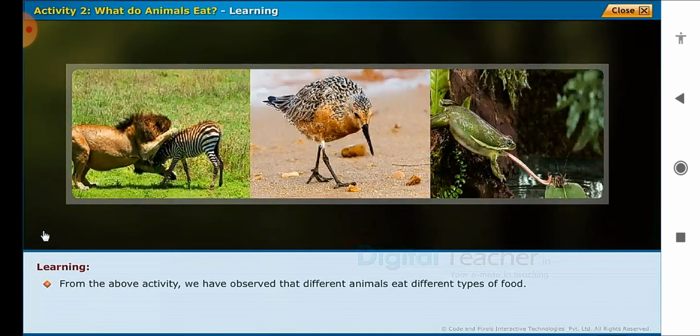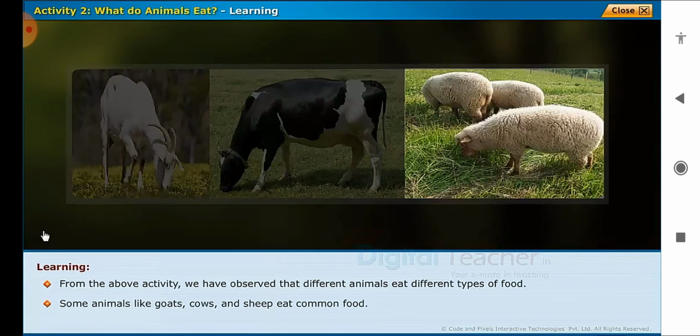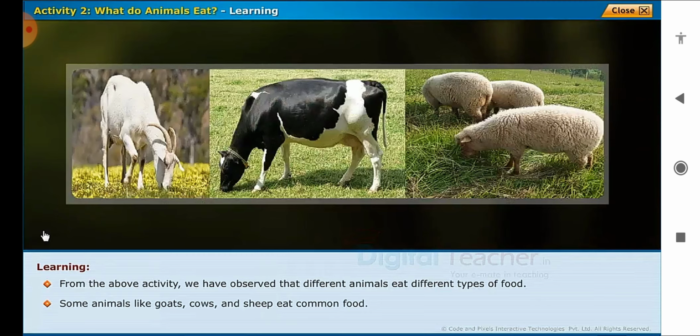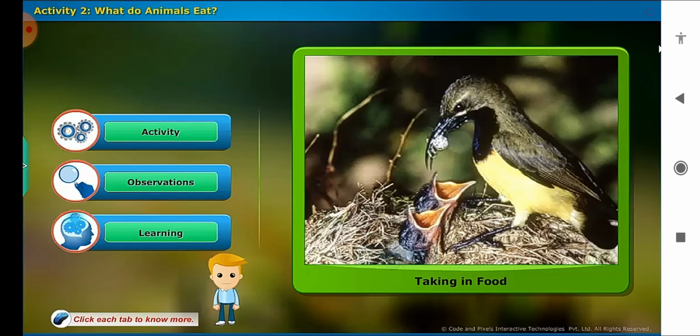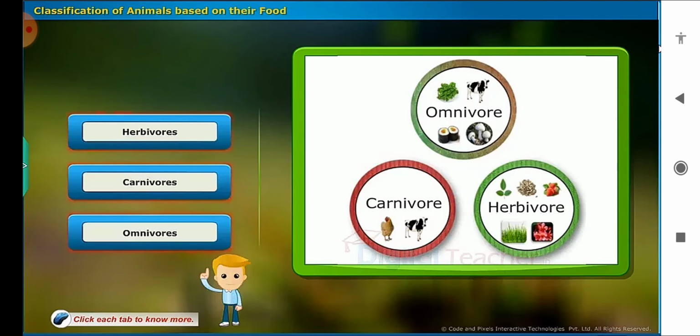From the above activity, we have observed that different animals eat different types of food. Some animals like goats, cows, and sheep eat common food. Classification of animals based on their food: herbivores, carnivores, omnivores. Click each tab to know more.